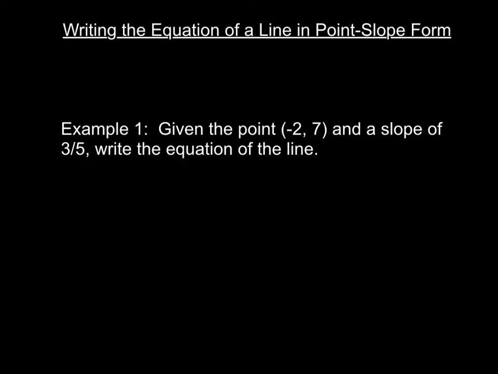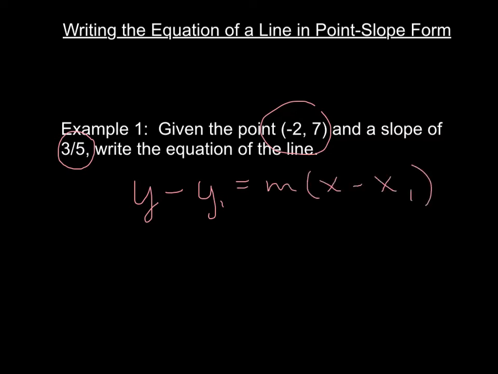This screencast illustrates how to write the equation of a line in point-slope form when given a point and a slope. So here's my point, here's my slope. The point-slope formula is y minus y1 is equal to m times x minus x1. Basically, the y1 stands for the y-coordinate of the point, and the x1 refers to the x-coordinate of the point, and the m refers to the slope, right here.